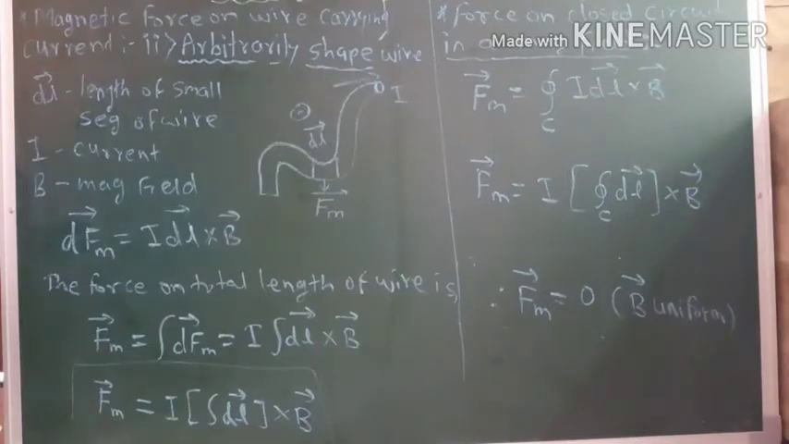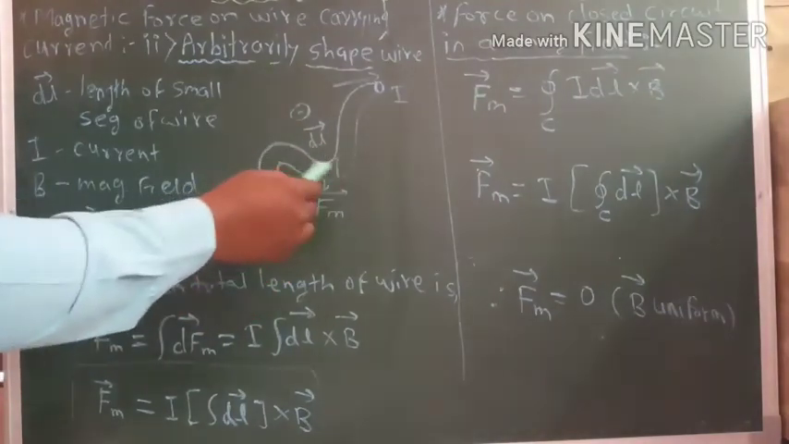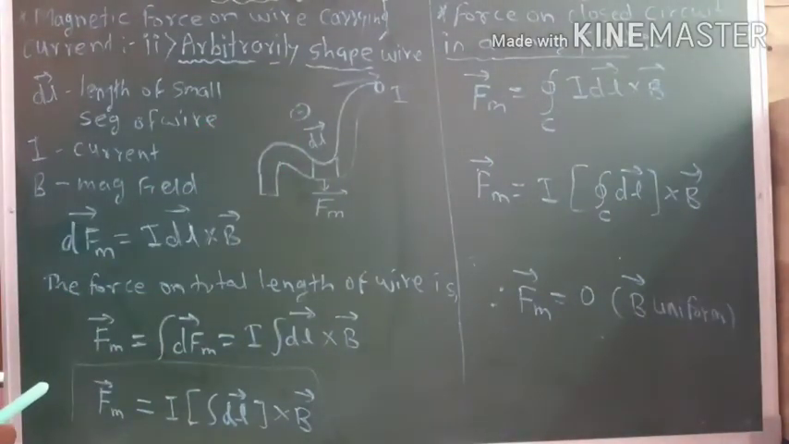At that segment, I is the current flowing through the wire, and the magnetic force F_m vector is perpendicular to the magnetic field B. Then at the last lecture, for the straight wire, the magnetic force was derived. We also determined its equation: F_m vector is equal to I L vector cross B vector.